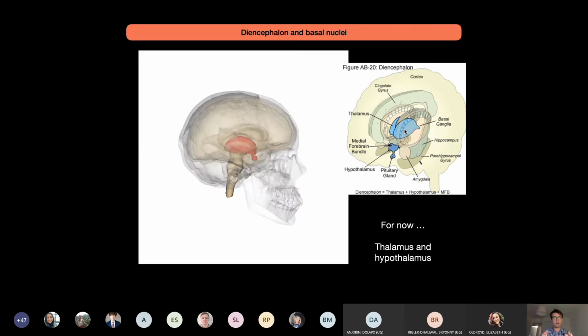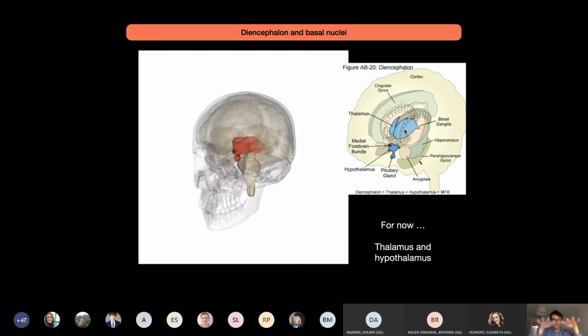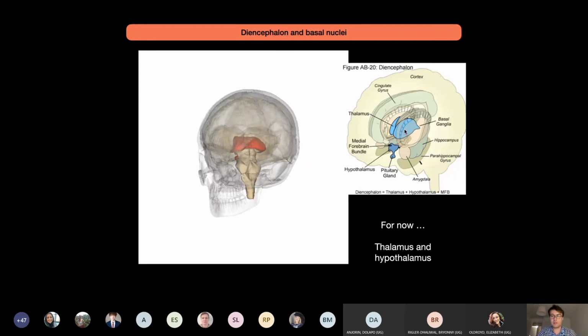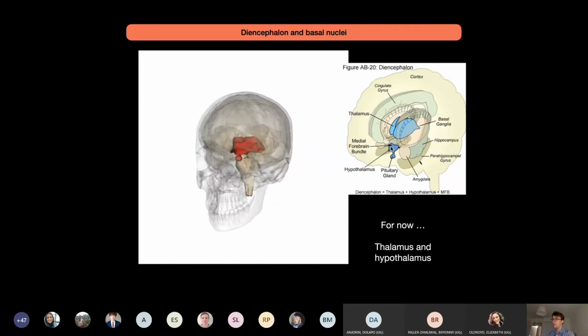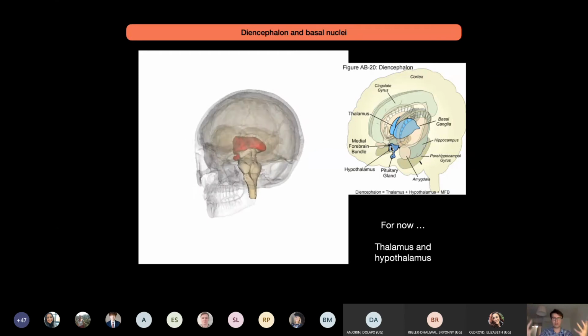Below it is the hypothalamus. Hypo literally meaning an inferior structure. It's below the structure. So here's our thalamus, here's our hypothalamus. And the hypothalamus is said to be the conductor of your endocrine system.